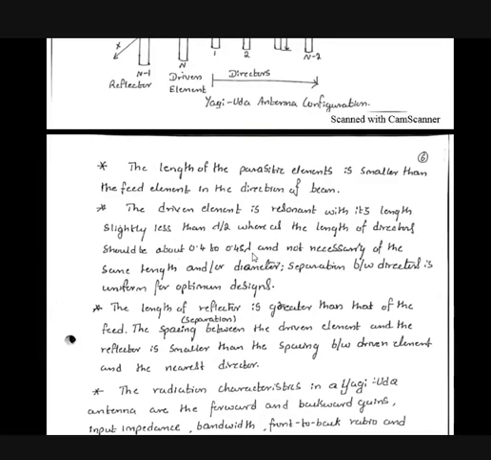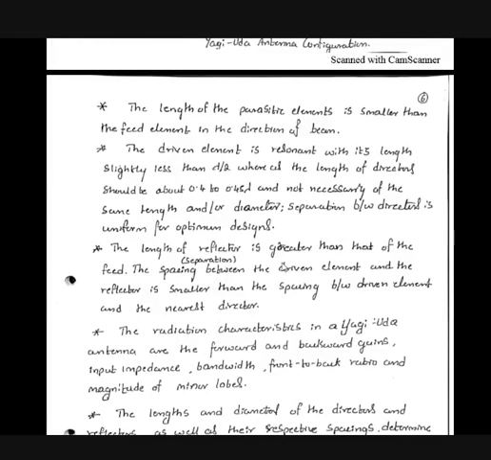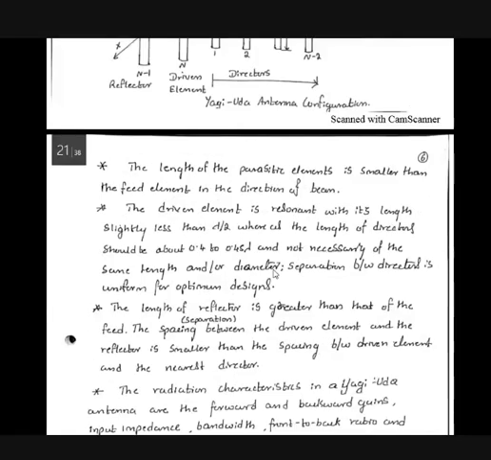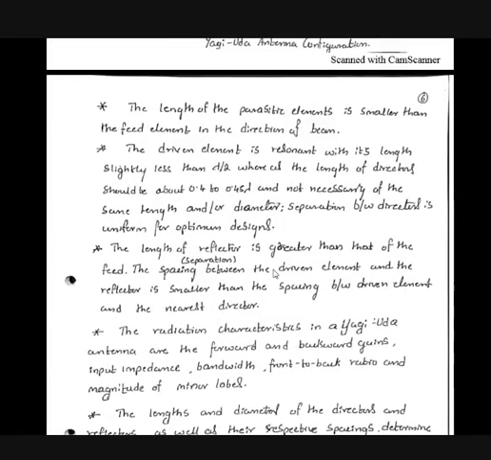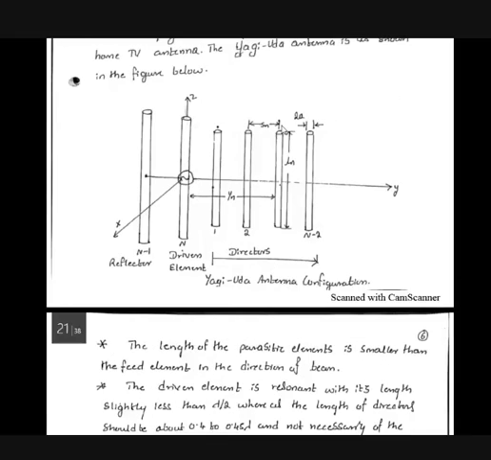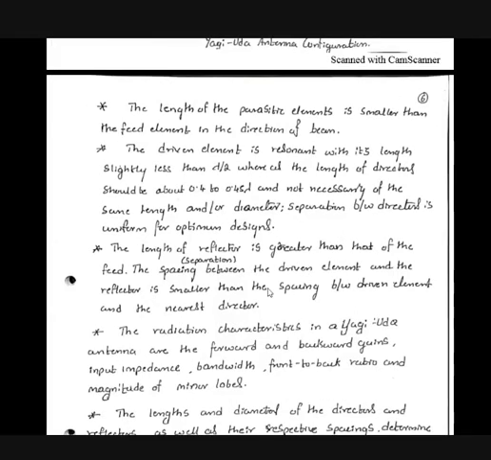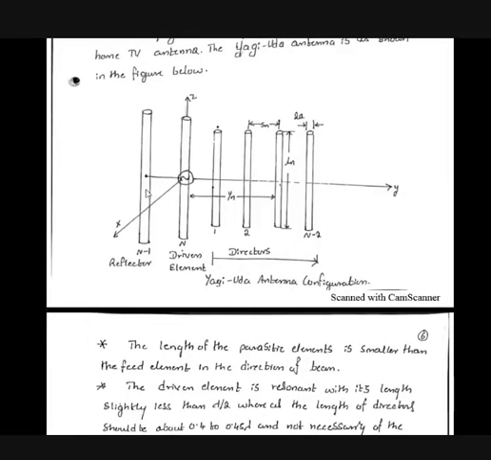The length of the reflector is always greater than the feed, and the spacing between the driven element and the reflector element is always smaller. The spacing between the driven element and the first director is also very small, but the space between the reflector and the driver element is much smaller than the space between the driver element and the director element. That much you have to remember.